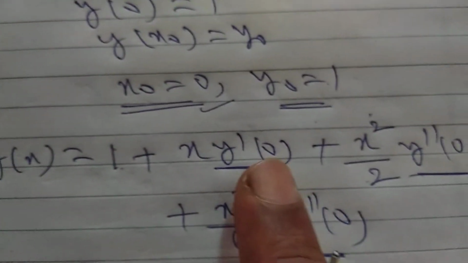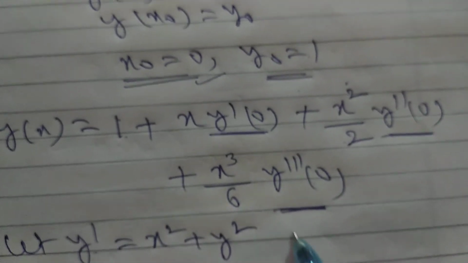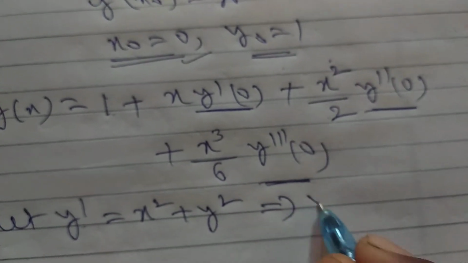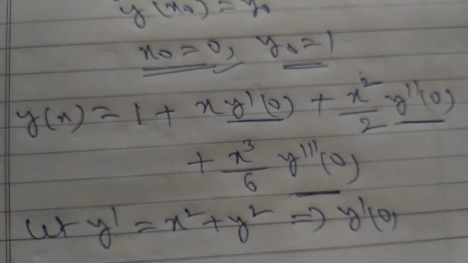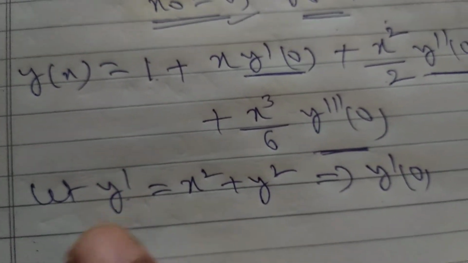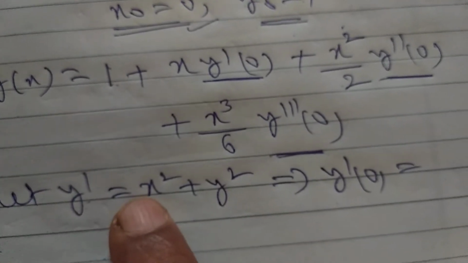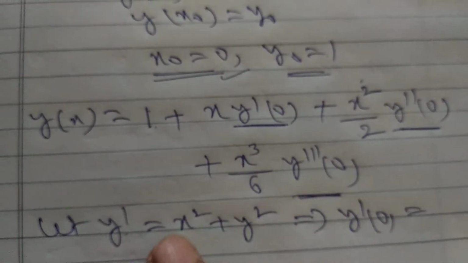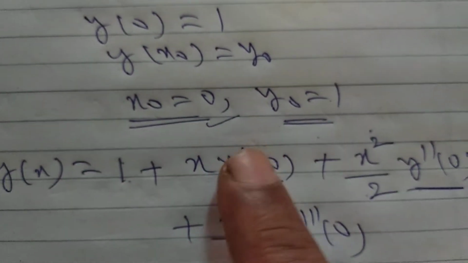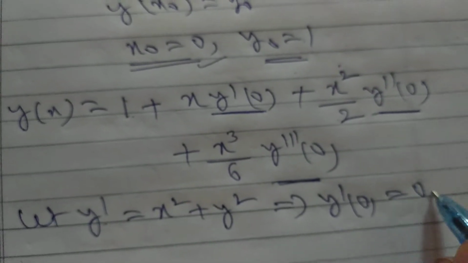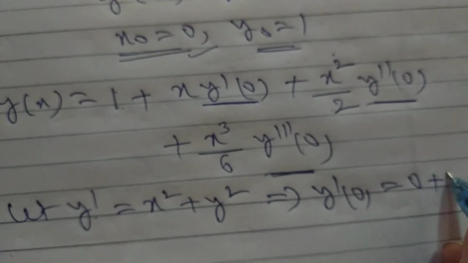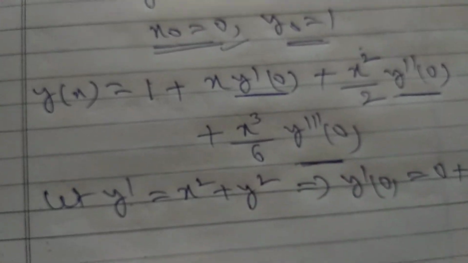So now you have to see here y dash of 0 is there. What is the meaning of y dash of 0? Actually y dash means y dash of x should be present. So y dash of 0 means x is equal to x naught, y is equal to y naught. What is the value for x naught? So x naught is equal to 0 plus y naught, which is 1, so it is equal to 1. This is y dash of 0.